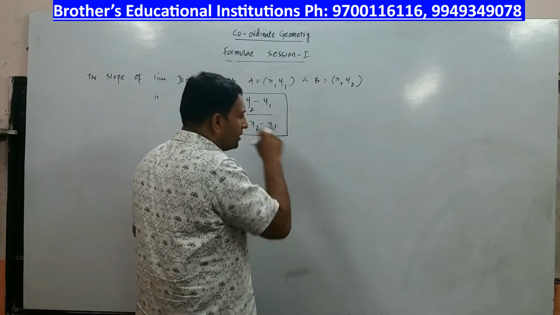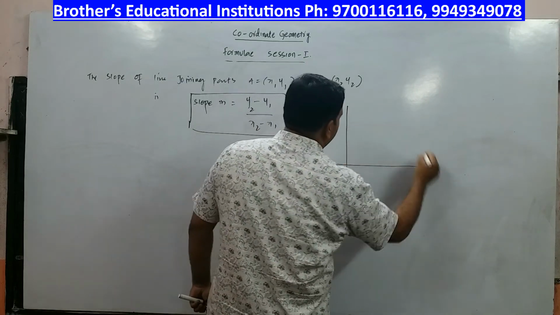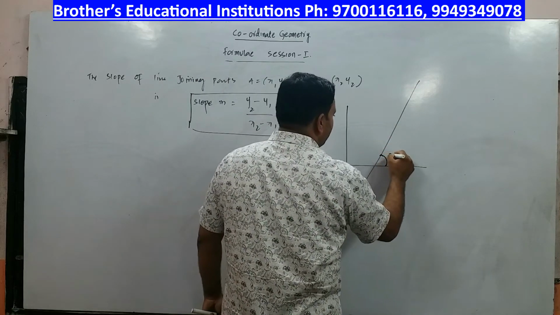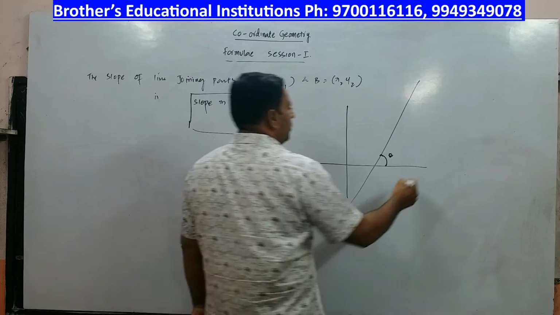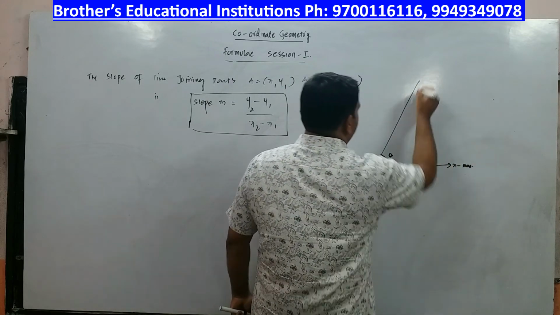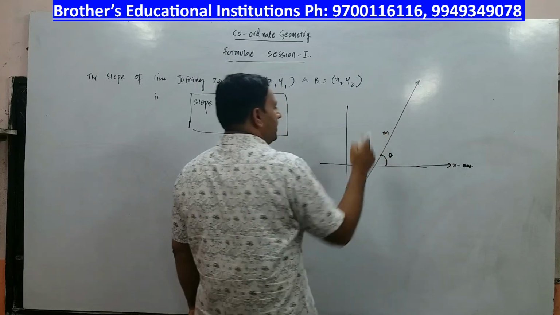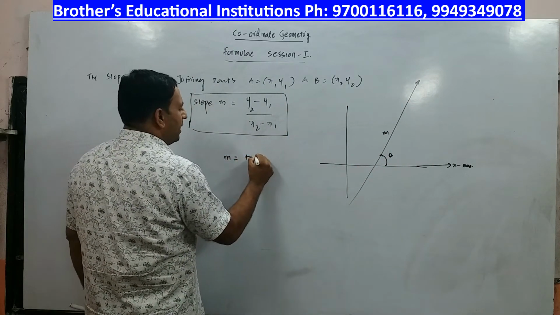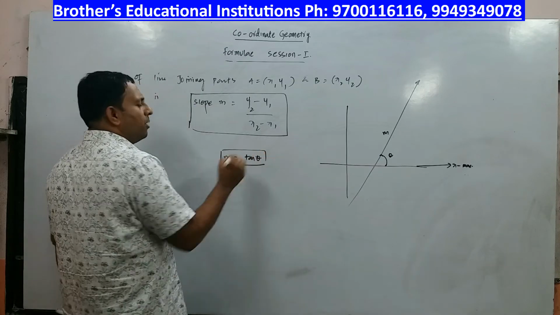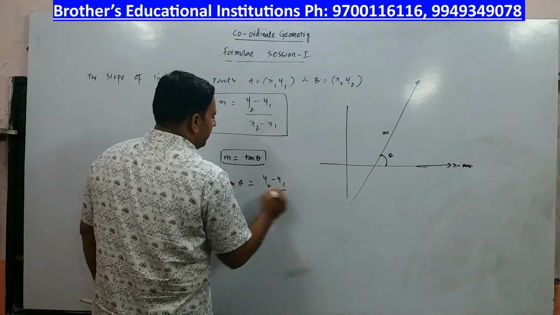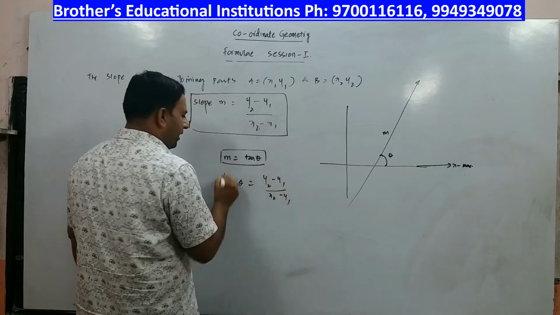Now let me tell you what this slope exactly means. If there is a line making an angle of theta with the positive x-axis, and the slope of the line is denoted by m, then m is equal to tan theta. So this is also another formula for slope. Both are equal. I can say tan theta is equal to (y2 minus y1) by (x2 minus x1). I can write that way also.